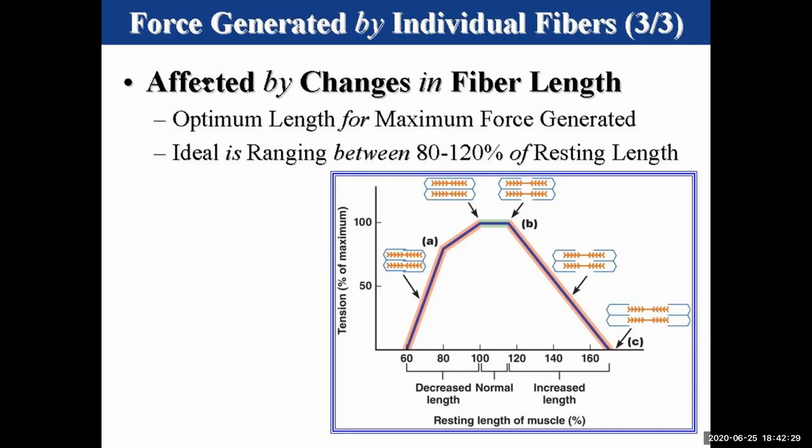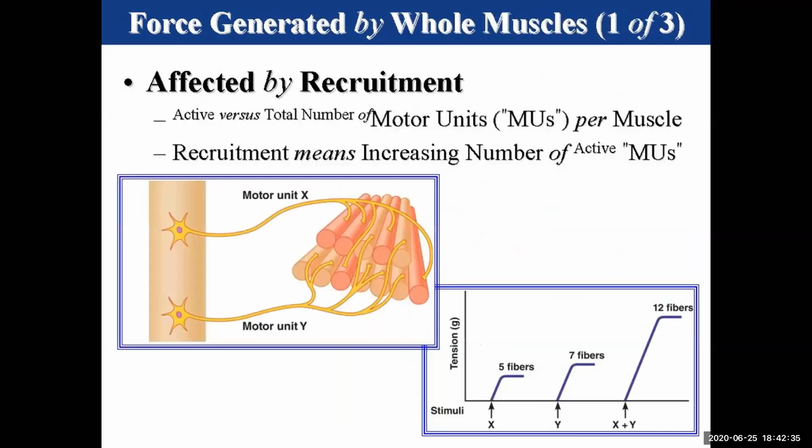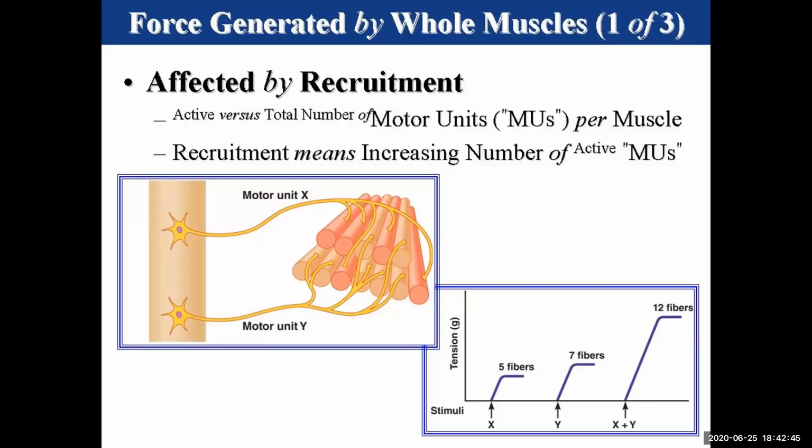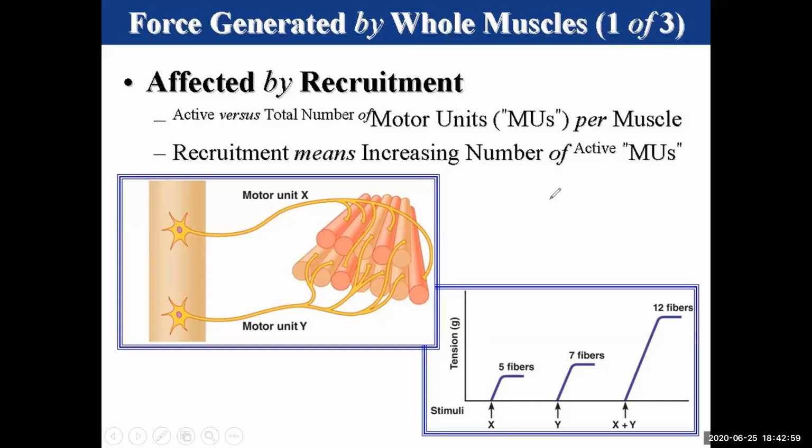So now we are talking about the entire skeletal muscle. This is the organ level. So again, there are three factors that can basically affect the tension generated by the entire muscle. The concept is called recruitment. So meaning how many motor units have been recruited, how many motor units have been activated, right?